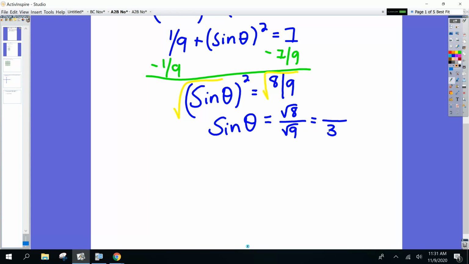3? Can we do anything with 8? Can we break down 8? At home, can we break down 8? I'm getting some yeses in here in class. Yeah, you can break it down into... Go ahead.